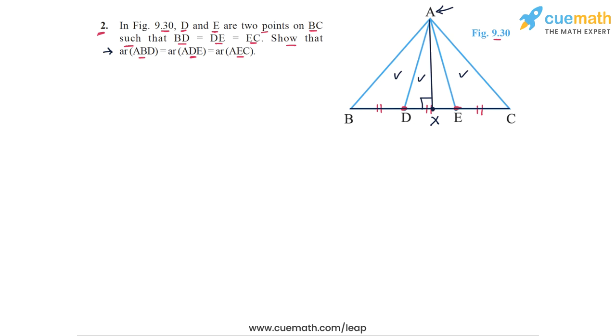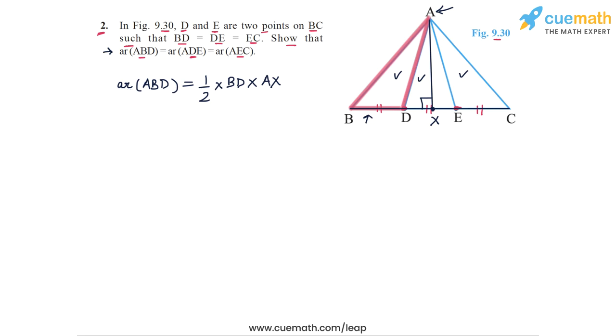So let's do that. Let's first write the area of triangle ABD, this triangle ABD. What do you think is the area of this triangle in terms of the altitude AX? Well, the base is BD and the altitude is AX. So we can write area of triangle ABD is equal to half into base BD into height AX. So this is the area of triangle ABD.